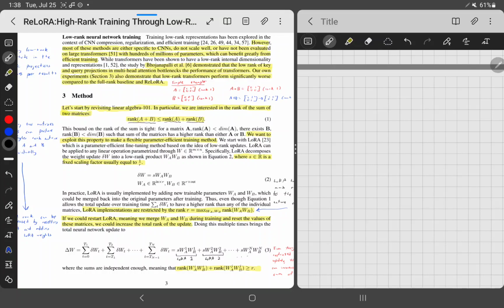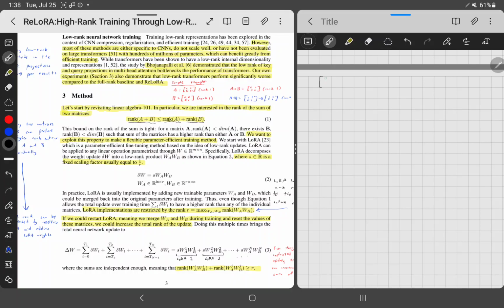So basically what you can do is you can have matrix A and matrix B, and whenever you add them together, the rank will be either less than or equal to the sum of the ranks. I have an example that shows this idea.